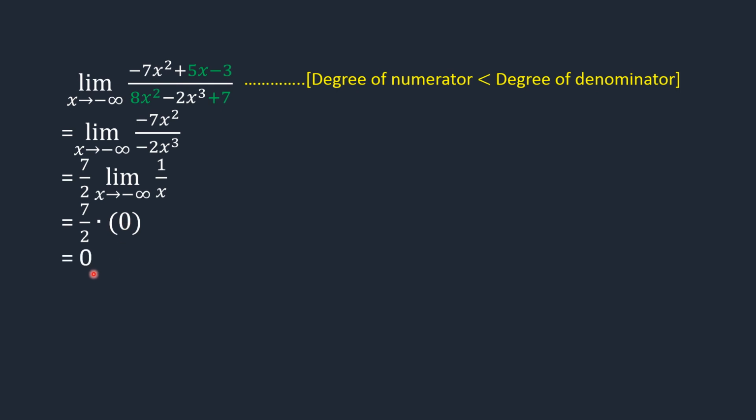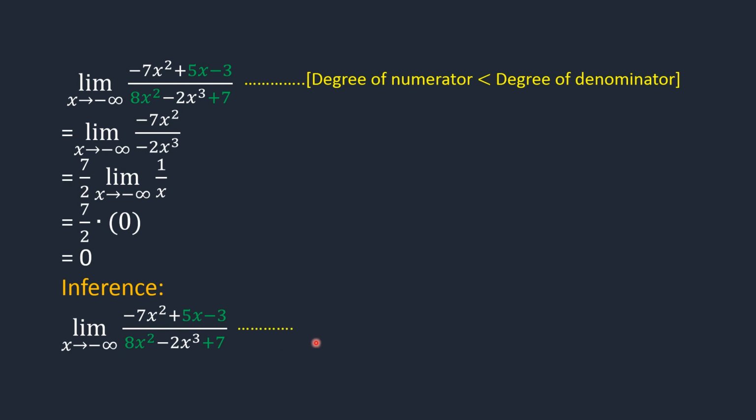So from this we can draw an inference, which is, for limits of the type where the function is a rational function in which the degree of the numerator is less than the degree of the denominator, the limit is 0.